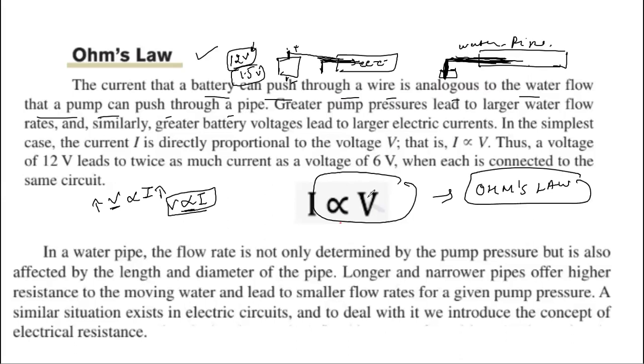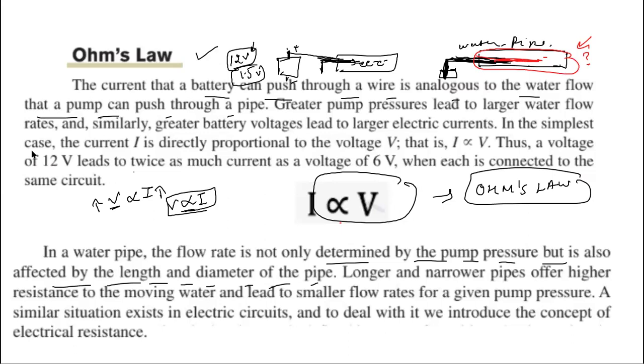Okay. So in the water pipe, the flow rate is not only determined by the pump pressure, but it is also affected by the length and diameter of the pipe. Now you will say, okay, we just talked about the pump pressure. Now what about the pipe through which the water is flowing? What are its dimensions? How large is it, or how small? How bulky is it? What's its diameter? So the flow of the water will also depend upon the dimensions of the pipe, right?